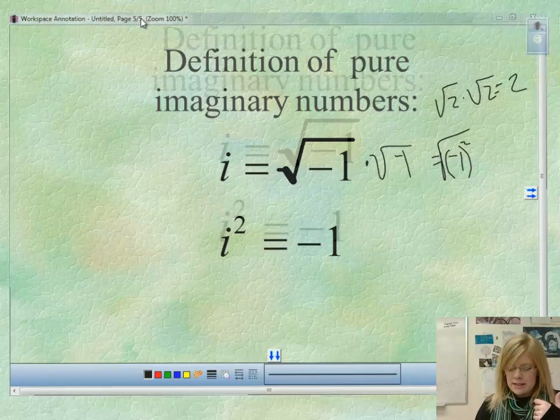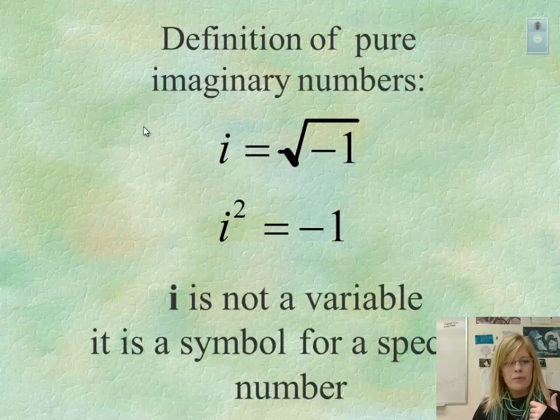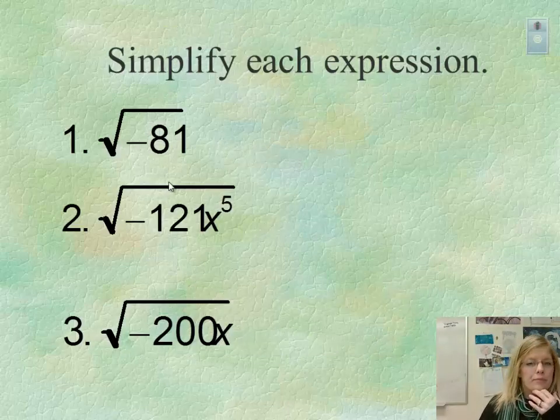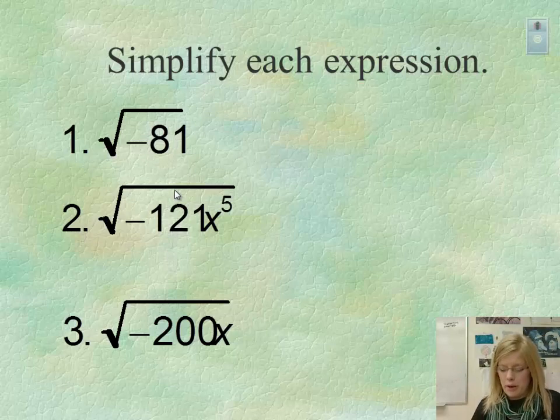Then I is not a variable. It is actually a symbol used for a certain number. So you always use I for imaginary. It's in pre-calc, it's in calculus, it's in any math classes from here on out that you take. So here's 3 problems. The first 3 parts are like your homework. I want you to copy them down and let's work them out.